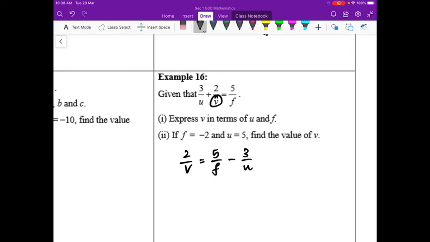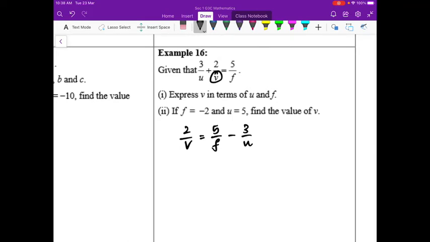I want to make v the subject. Okay? So, can all of you just look up first? Don't write anything because I'm going to write something that is definitely wrong. I want to make v the subject, but v is in my denominator. How about if I just switch them around? v over 2, then f over 5 minus u over 3. Do you think it will work? All I did is to flip everything.